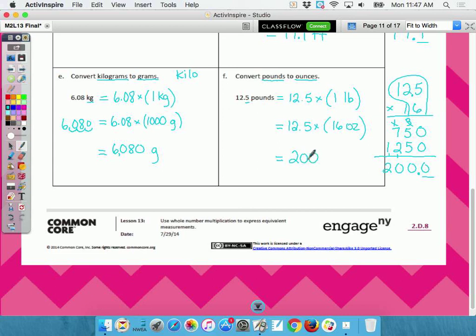What is my label? OZ. Now, remember, you don't have to write the last zero, but you do have to leave it on there to place your decimal. Okay? All right, now go back to the front of the page.